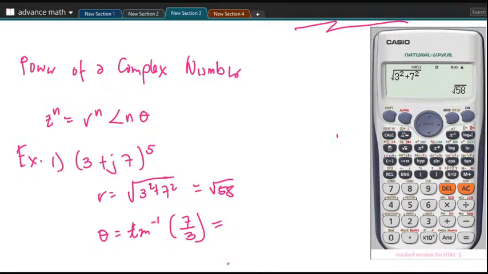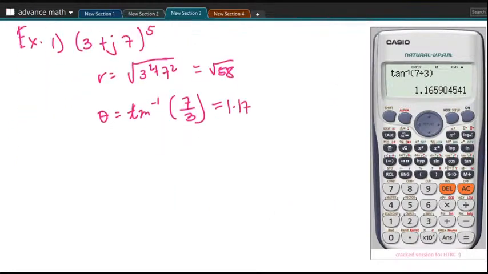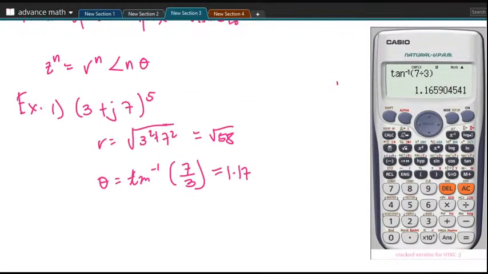Then for the argument or the angle, that is inverse tangent of 7 divided by 3. This is equal to 1.17. So if we are now going to express our given in polar form, z is equal to square root of 58 angle of 1.17 radians.